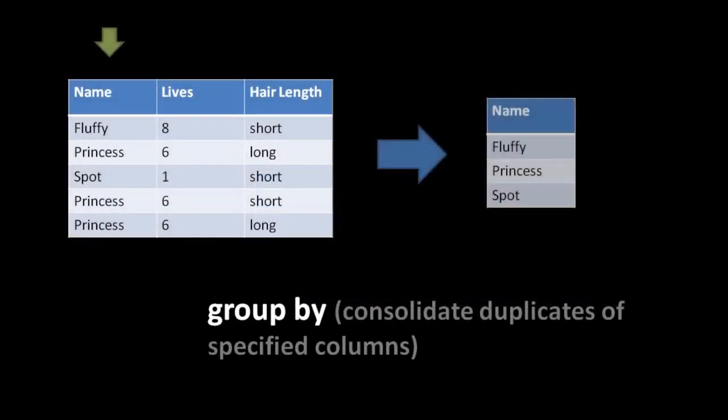So here, for example, if we group on the name column, we're consolidating duplicate names, leaving us with just a name column. Since we're grouping on name, it doesn't make sense to include the other columns because the values in those other columns might be different.